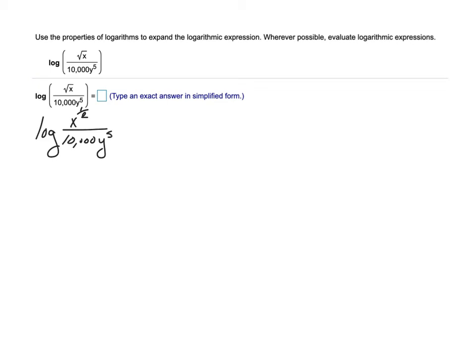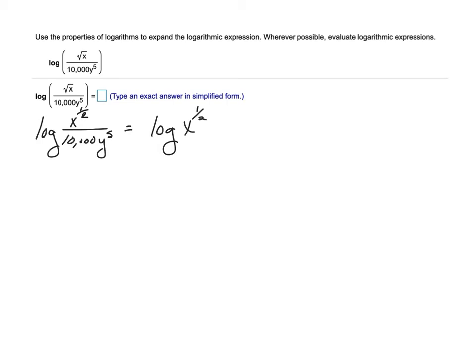Okay, so when we're dividing these out, expanding these out, we want to start, of course, with log of x to the 1/2. That's in the numerator, right? Now, if you notice in the denominator, we have two terms being multiplied. We have 10,000 and we have y to the 5th. So we do want to split these up and do them separately.